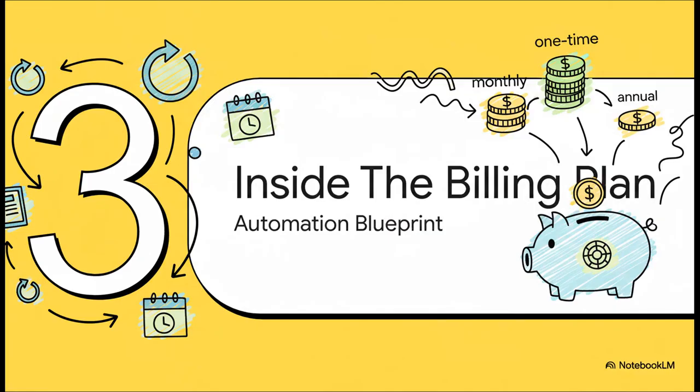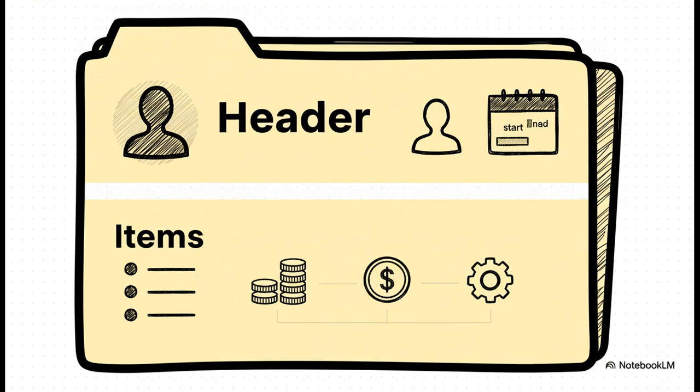All right, let's get a little more technical. Let's pop the hood and see what this thing is actually made of. We're going to check out the key parts that make all this automation happen. It's actually pretty simple. A billing plan really has two main pieces, the header and the items. The header is kind of like the who and the when. It says who the customer is and when the contract is active, the start and end dates. Then you have the items. That's the what and the how much. This is where you list out the actual charges, like the setup fee or the monthly subscription, and their amounts.